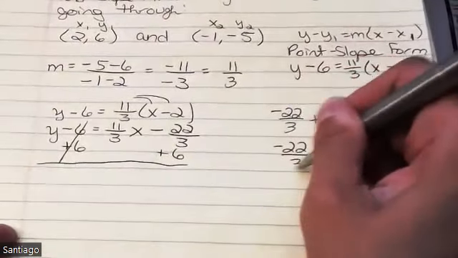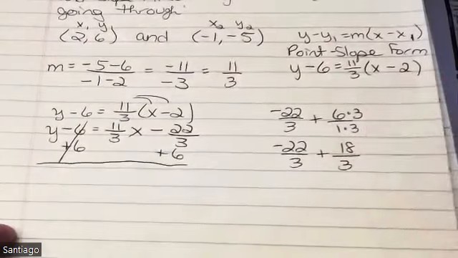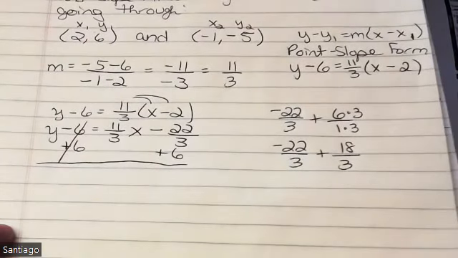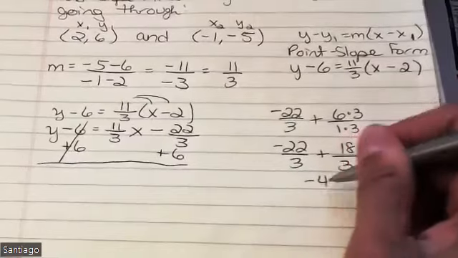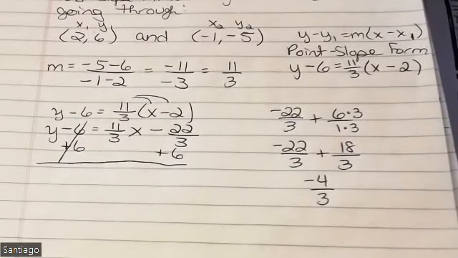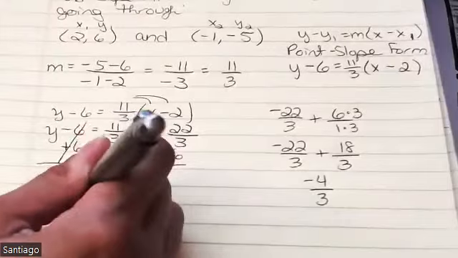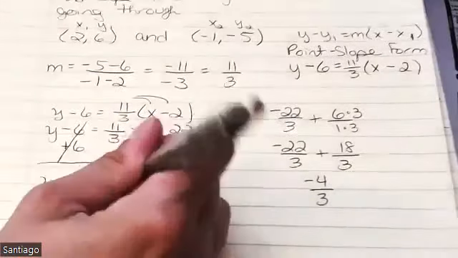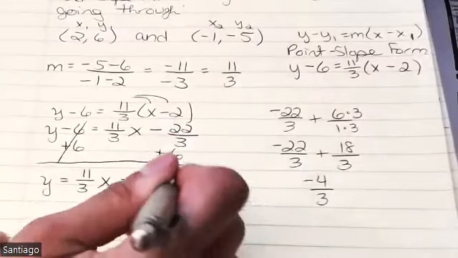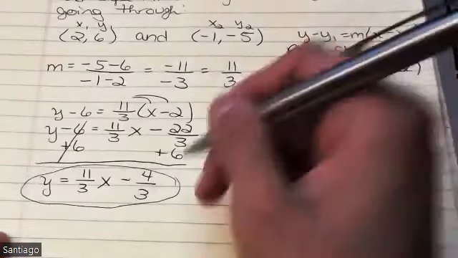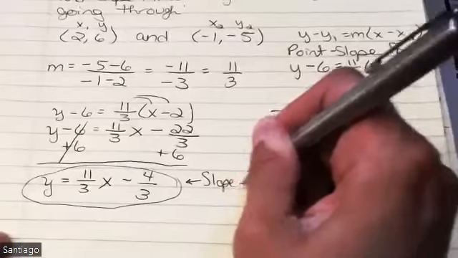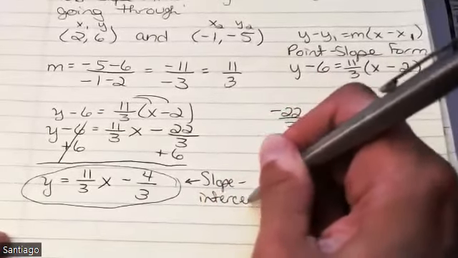So we have negative 22 over 3 plus 18 over 3. And now that I have these two with the same denominator, I can finally combine them. A negative 22 plus 18 is a negative 4. And of course, you keep that denominator of 3. So that means my slope-intercept form is y is equal to 11 over 3 x minus 4 over 3. And here's my last equation. So this one right here is slope-intercept form.